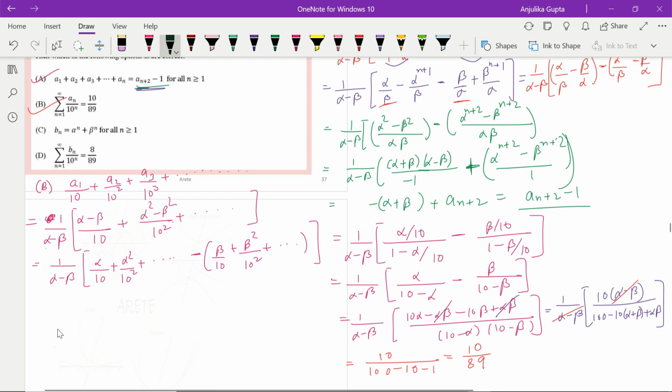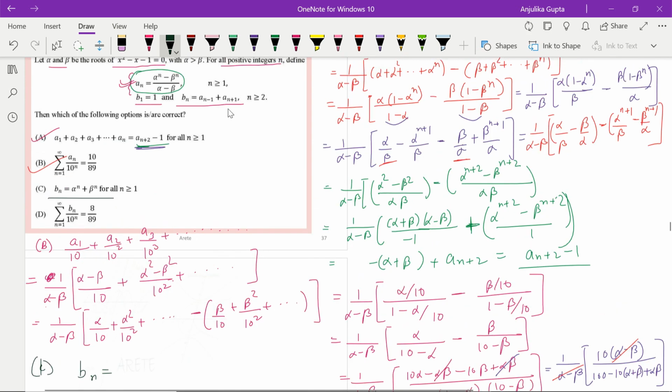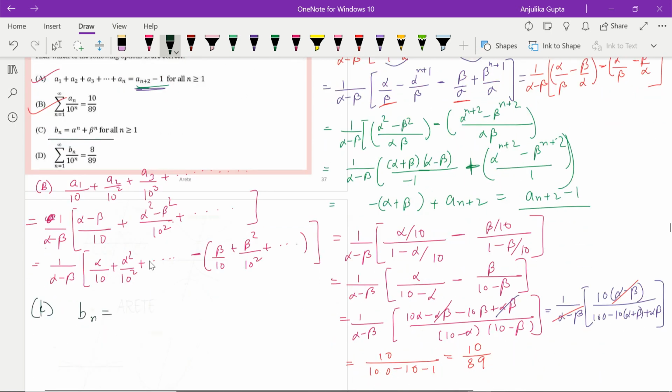Let's go to the C. So C is Bn. I have to show whether Bn is this or not. What they have given Bn to be, in our definition, Bn is An minus 1 plus An plus 1. Let's write that. So Bn is An minus 1 plus An plus 1. I have to see whether I am getting this or not.